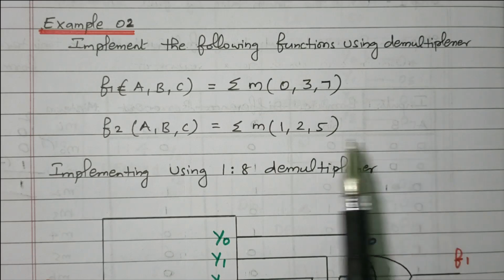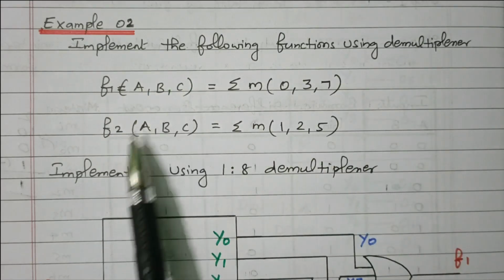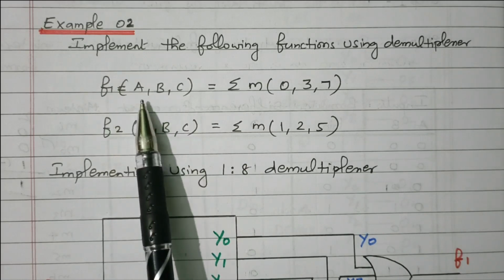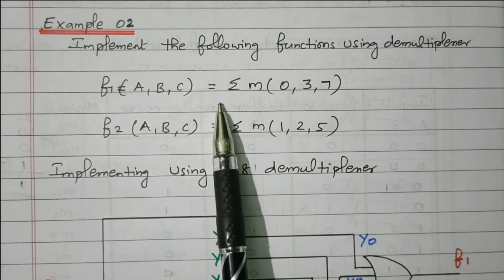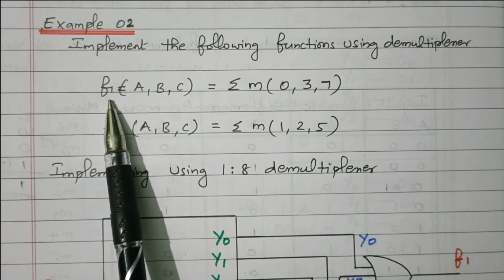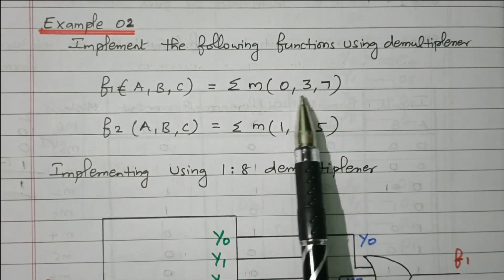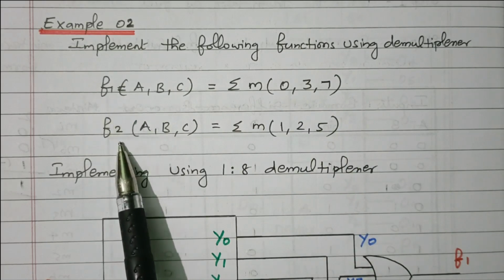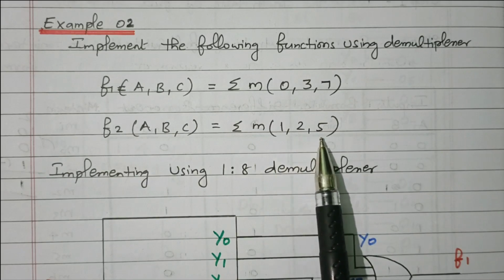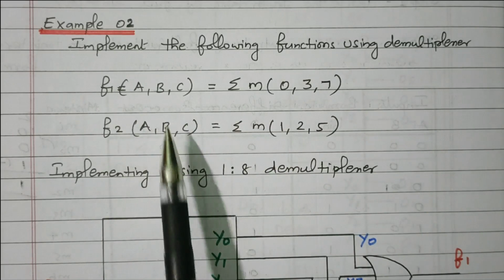Now we'll go to the topic: implementation of Boolean functions using the demultiplexer. Here 2 functions are given, f1 and f2. The inputs are 3 variables, A, B, C, given as sums of min terms. Function f1 has the min terms 0, 3, 7. Similarly, function f2 needs the sum of min terms 1, 2 and 5. Right. These two functions we need to implement with the demultiplexer.